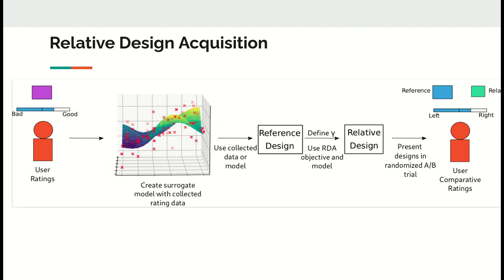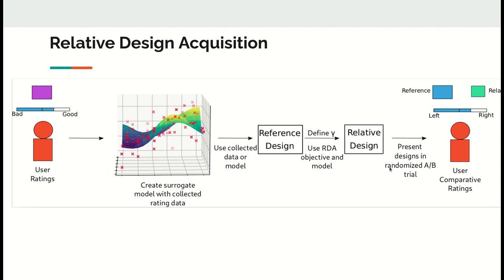And given the reference design and the model, we can generate a relative design of a certain quality, which is parameterized by gamma. If gamma is close to 1, then that means the reference and relative designs should be of similar quality, so they should almost be indistinguishable. If gamma is closer to 0, then that means that the reference design is going to be of a much higher quality than the relative design. In this case, we expect the user to pick the reference design over the relative design.